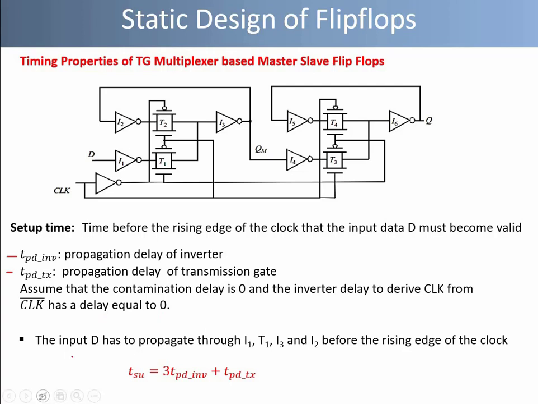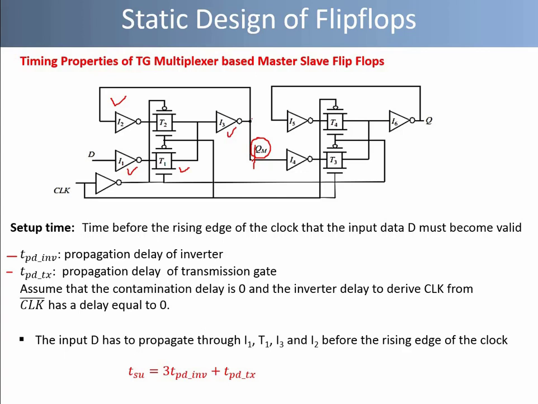Now the input D has to propagate through inverter I1, transmission gate T1, inverter I3 and inverter I2 before the rising edge of clock. It means that before the rising edge of clock, the input D must be stable at the intermediate node QM. This input must be successfully sampled by the first latch and this must be stable at the intermediate node QM.